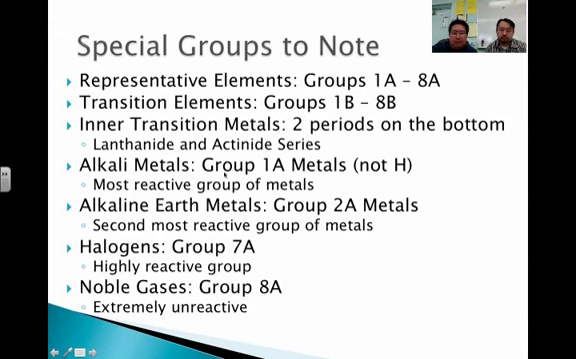Some of these we already talked about. Alkali metals, again, is group 1A, not including hydrogen. They're the most reactive group of metals, and they're never found pure in nature. Right. Alkaline earth metals are group 2A. They're the second most reactive group, and they're not found pure in nature either. We have our halogens in group 7A. They're the most highly reactive group of nonmetals. And noble gases are unreactive or rarely reactive.